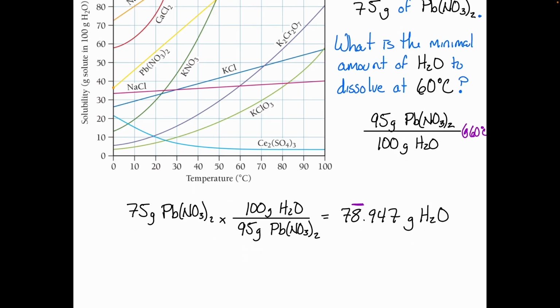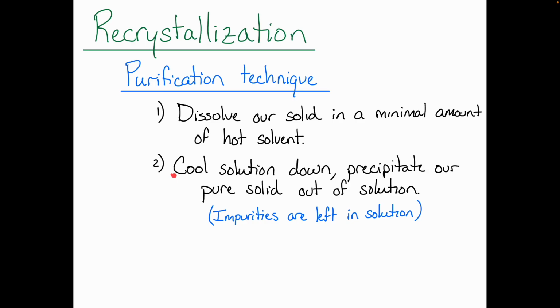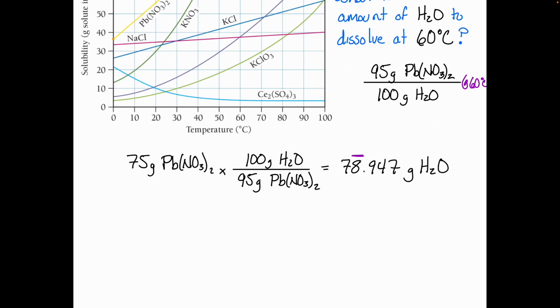All right, so now, again, step 2 is we have to cool this solution down. We got that 75 grams of that lead nitrate dissolved in that minimal amount of water. But now we're going to cool that solution back down to 0. We're going to throw it on ice, 0 degrees Celsius.